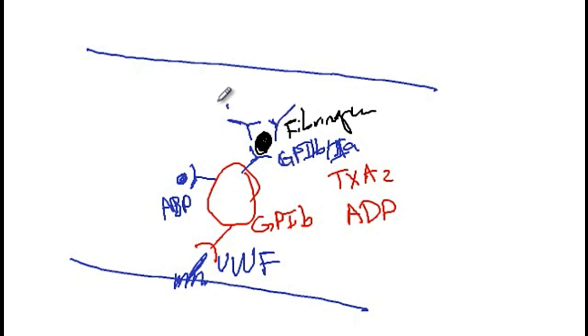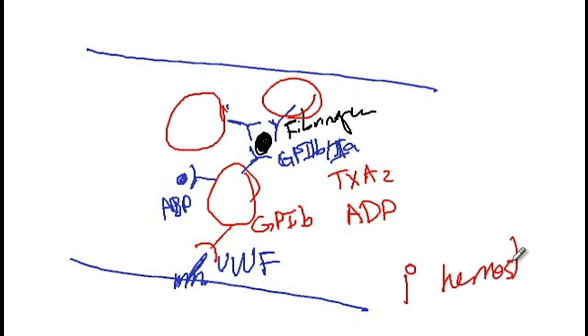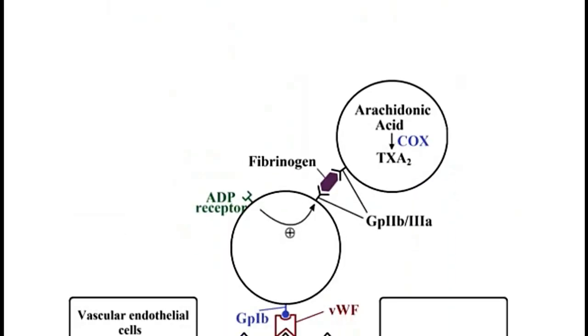So here we will have another platelet right here, and then another platelet. So platelets will come together via this mechanism. And this is referred to as primary hemostasis. So here is a summary of the findings.